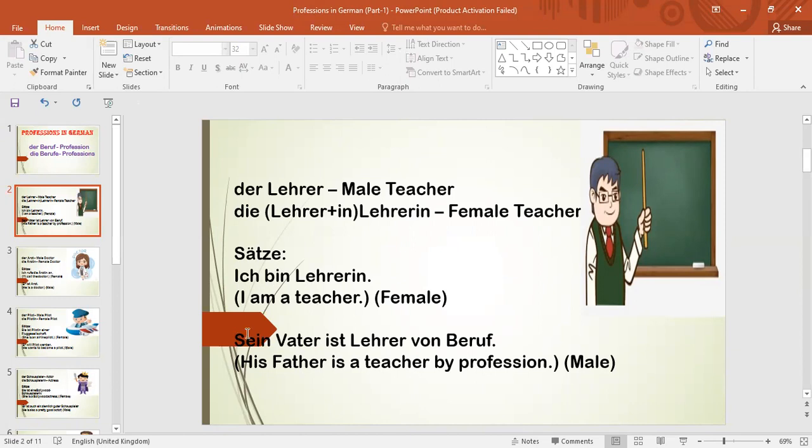Okay, move to the male now. Sein Vater ist Lehrer von Beruf. In this sentence, you can see that Lehrer is used, not Lehrerin, so the in suffix is not used. Therefore, this is for male, for the masculine ones. Sein means his, Vater means father, and Beruf is profession. His father is a teacher by profession. Here we are talking about the male one, while in the earlier sentence Lehrerin with the in suffix was used, so we were talking about the female.